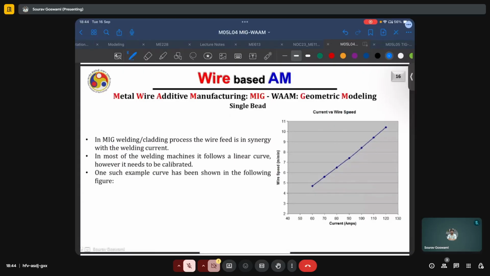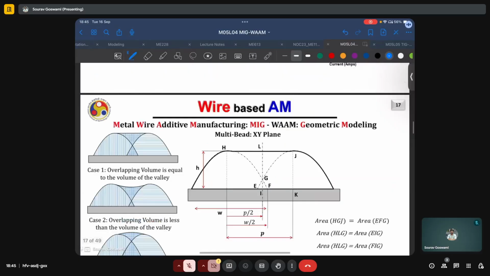Again, we saw that in MIG welding, the wire feed is in synergy with the welding current. And in most of the welding machines, it will follow a linear working curve such as the one given on the right here. And thus, even if we are not able to measure the current, what we could be measuring is the wire speed. And based on the working curves, we can then guess the current. Or in some machines, there may be no way to measure the wire speed itself, but we can control and measure the current. And based on that, we can deduce the wire speed.